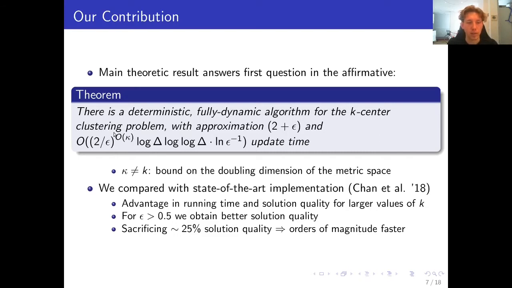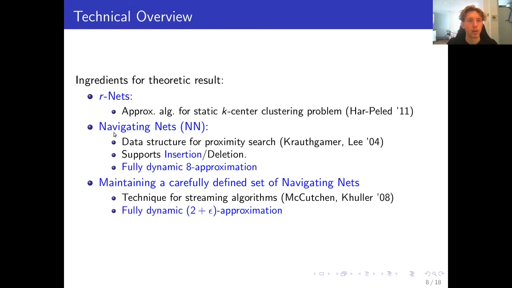And for the second question, we compared with the state-of-the-art implementation, which is Chan and others in 2018. And we obtain an advantage in running time and solution quality for large values of k. And for epsilon greater than 0.5, we obtain better solution quality. And also when we want to sacrifice 25% solution quality, we are orders of magnitude faster, but more of that later on. Okay, so for the technical overview, the ingredients for the theoretical result are as follows.